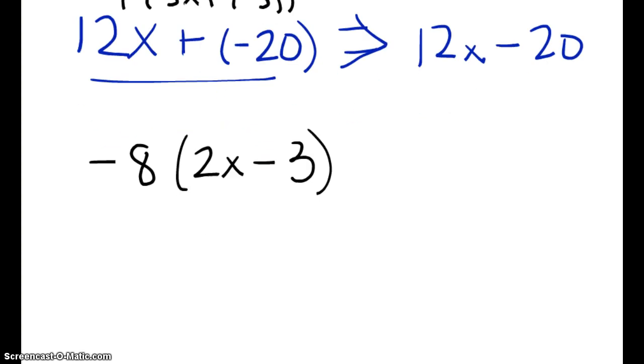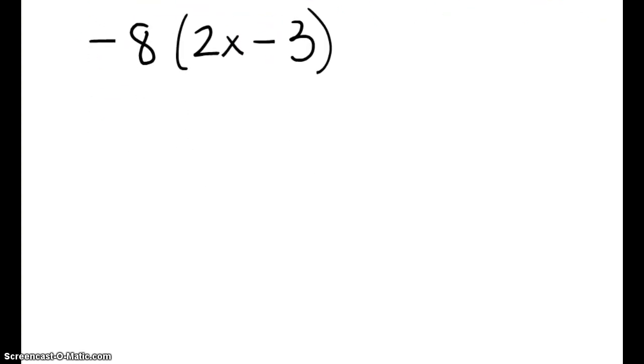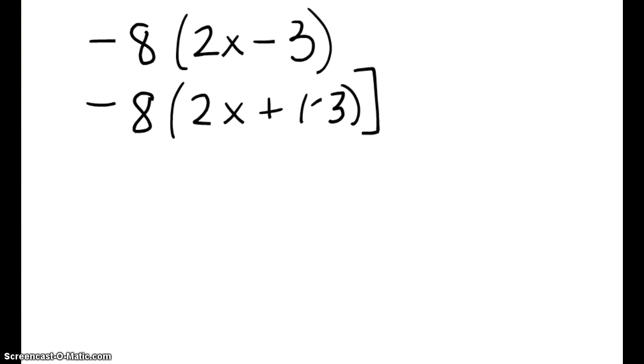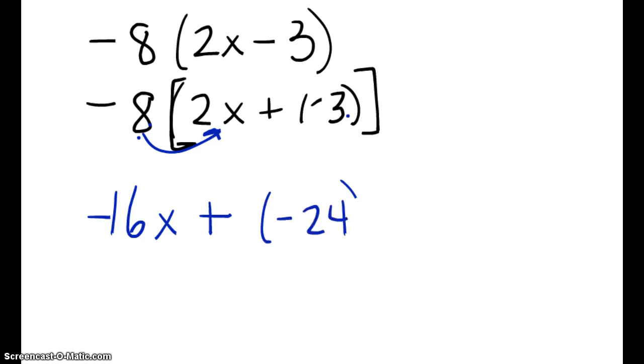All right, now write this one down. Negative 8 times 2x minus 3. Let's go ahead and change it to negative 8 times 2x plus negative 3. And actually, I can use brackets here, brackets or parentheses. So negative 8 times 2x, so we're going to do this part first, will be negative 16x plus negative 8 times negative 3 is negative 24. So we could either say negative 16x plus 24 or minus 24.